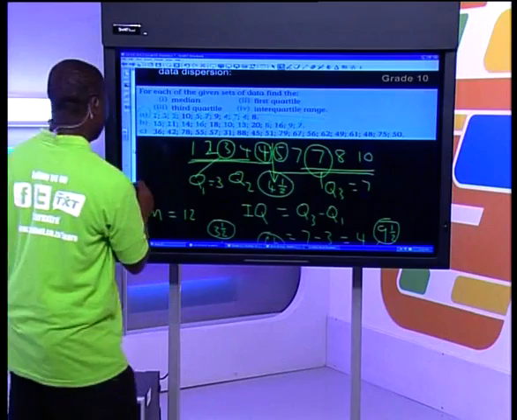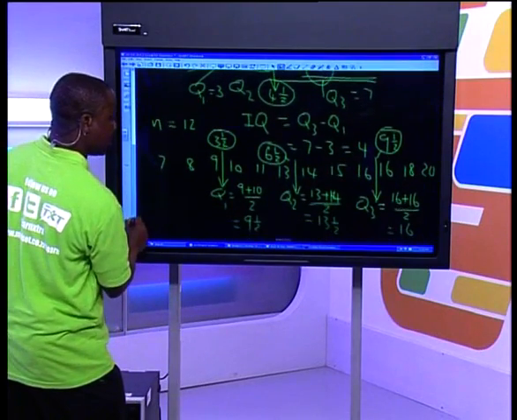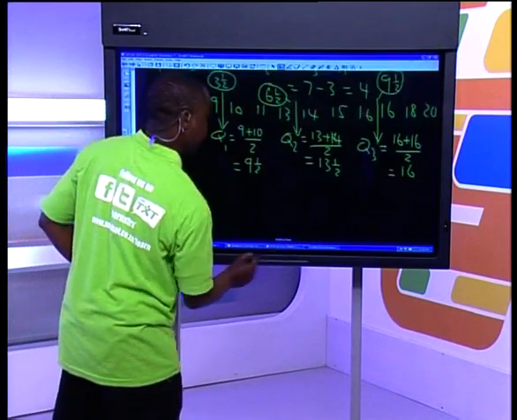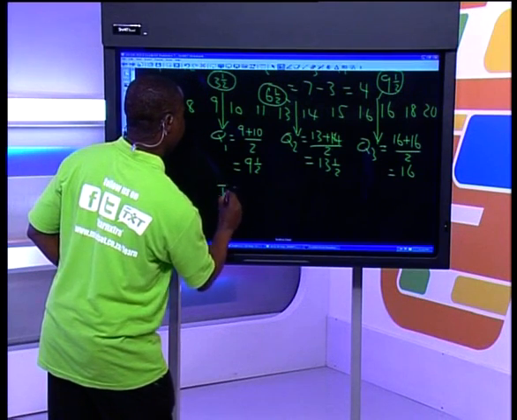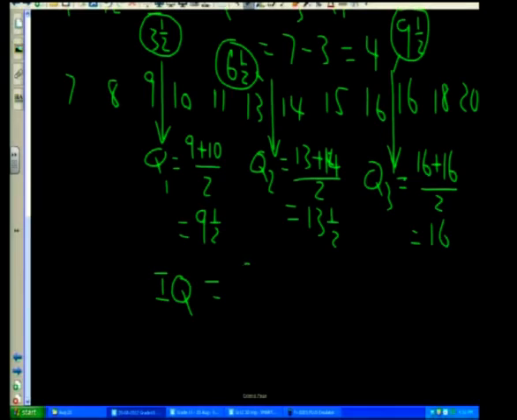The interquartile range for this one will therefore be Q3 take away Q1, and that is equal to 16 take away 9.5, and you get what's that? 6.5. That becomes your interquartile range.